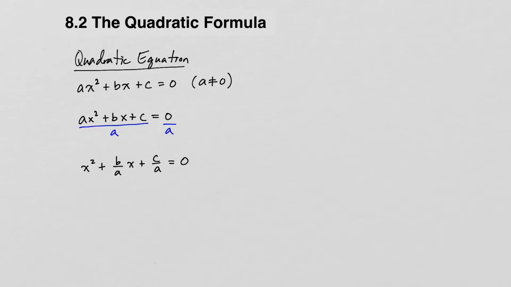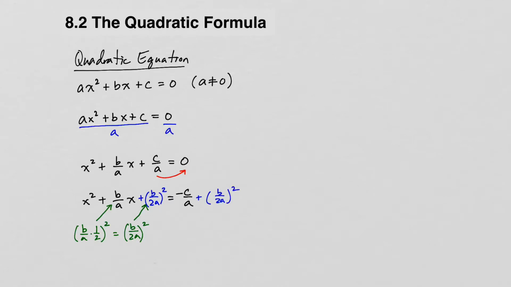And the next step is we're going to subtract c over a from the right-hand side of the equation. And when we do that, we get this. And what we need to do next now is complete the square. So remember, the way you complete the square is you look at the middle number, b over a. We're going to multiply that by 1/2, and we're going to square that. And this gives us b over 2a squared. And this is the number that we need to add to complete the square. So let's go ahead and add b over 2a squared to both sides of the equation.